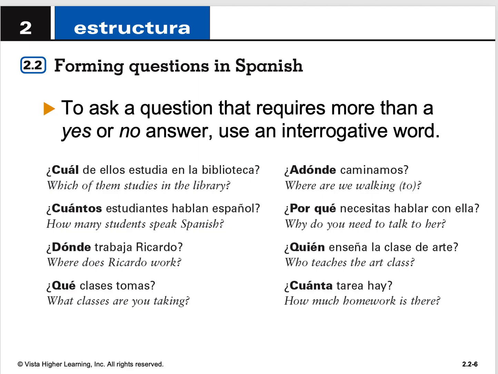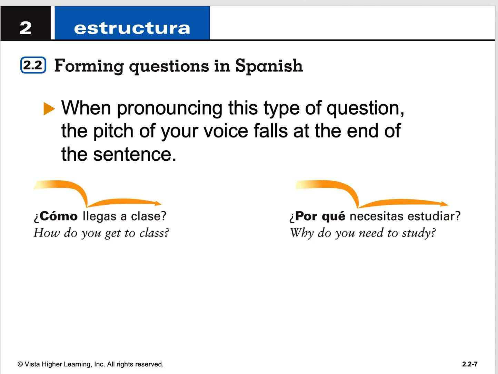To ask a question that requires more than a yes or no answer, we have to use an interrogative word. So, ¿cuál de ellos estudian la biblioteca? Which of them study in the library? Instead of donde, which is where, which would be a simple question, or where could have multiple meanings, donde. These are interrogative words. So cuál, cuántos, dónde, qué, a dónde. Those aren't yes or no questions.